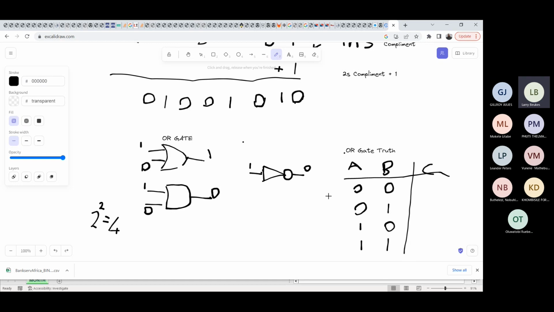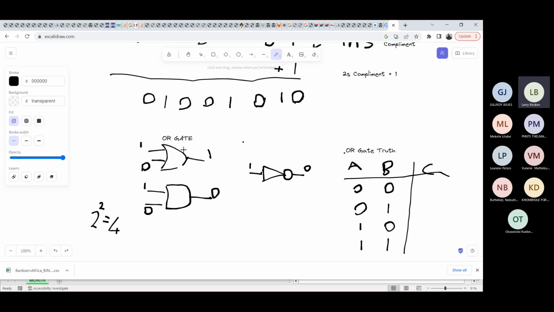If there was another one here, it was going to be 0, 0, 0, 0, 1, 1, 1, 1, 4 times. Then it was going to be 8 times. 0, 8 times, 1, 8 times, if it was a 4 input gate or circuit, right? So now let's focus on this case, the truth tables of the gate.